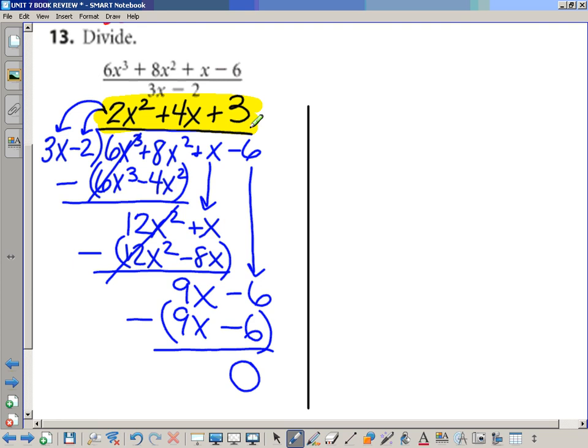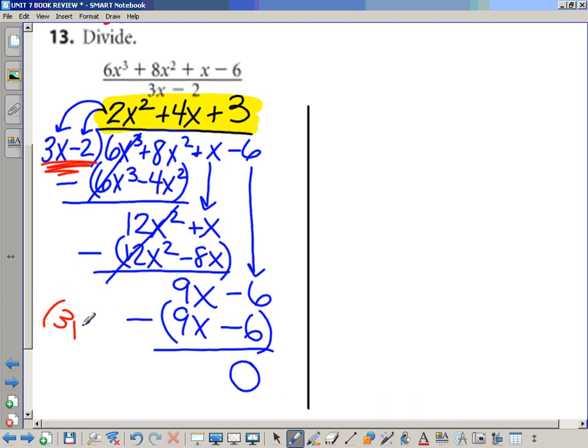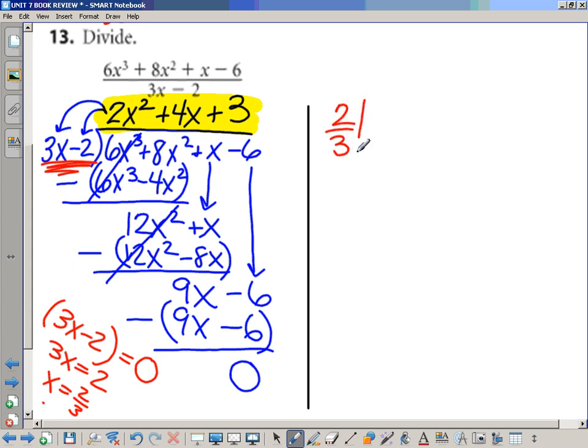All right. Now, here's how you would have to do that synthetically. I would have to tell you that one of the roots of this problem is 2/3. You would have to know that if 3x minus 2 is a factor, what would a root be? You find a root by setting the factor equal to 0. Add 2, divide by 3. So if 3x minus 2 is a good factor, and it is, then 2/3 would be the number here to start the synthetic division. All right?